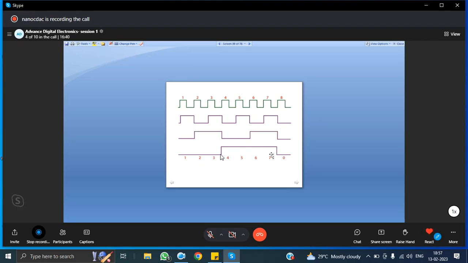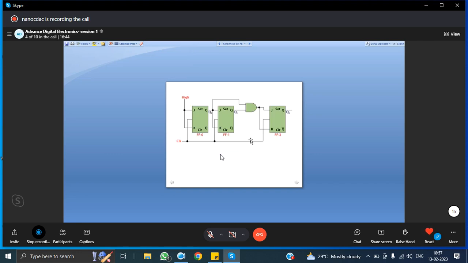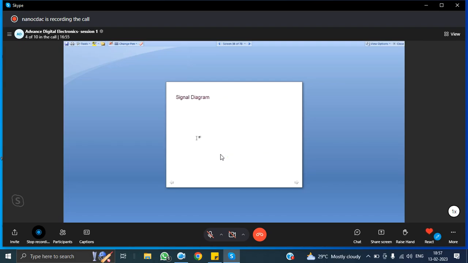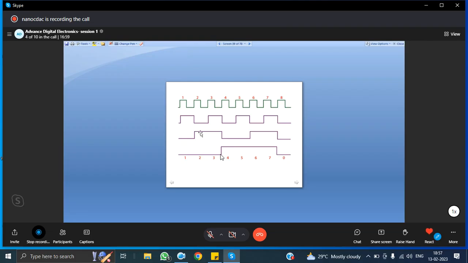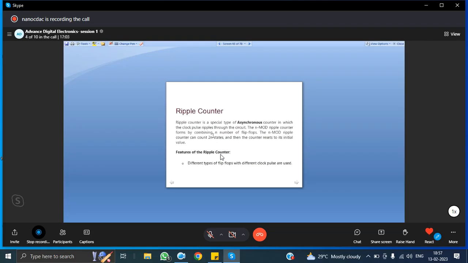After 111, with 3 flip-flops, the maximum count will be up to 7 only. After 7, it simply goes to 000. This is how you should analyze the outputs Q0, Q1 and Q2. This is the timing diagram. I can go through all these things.